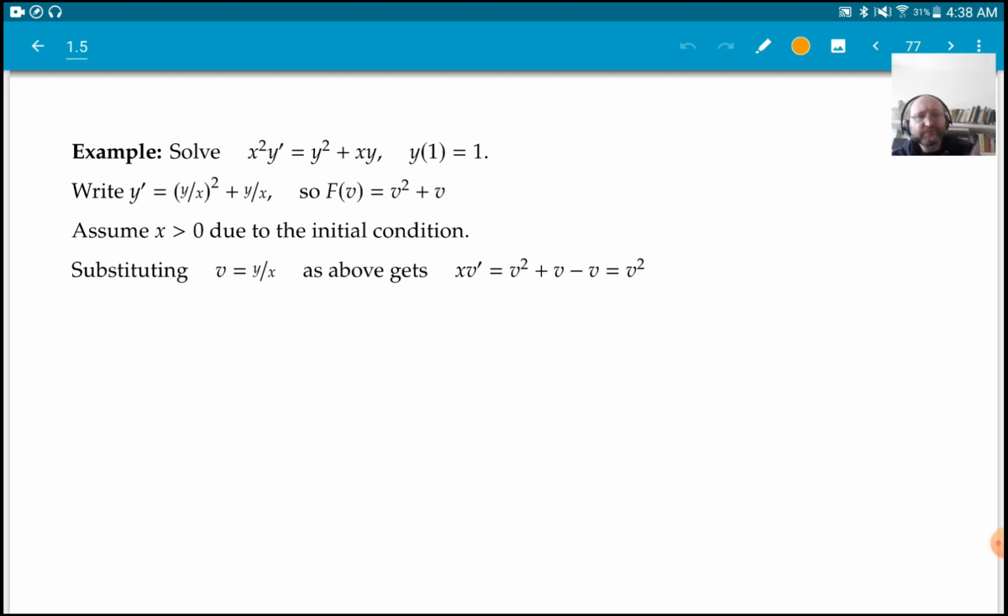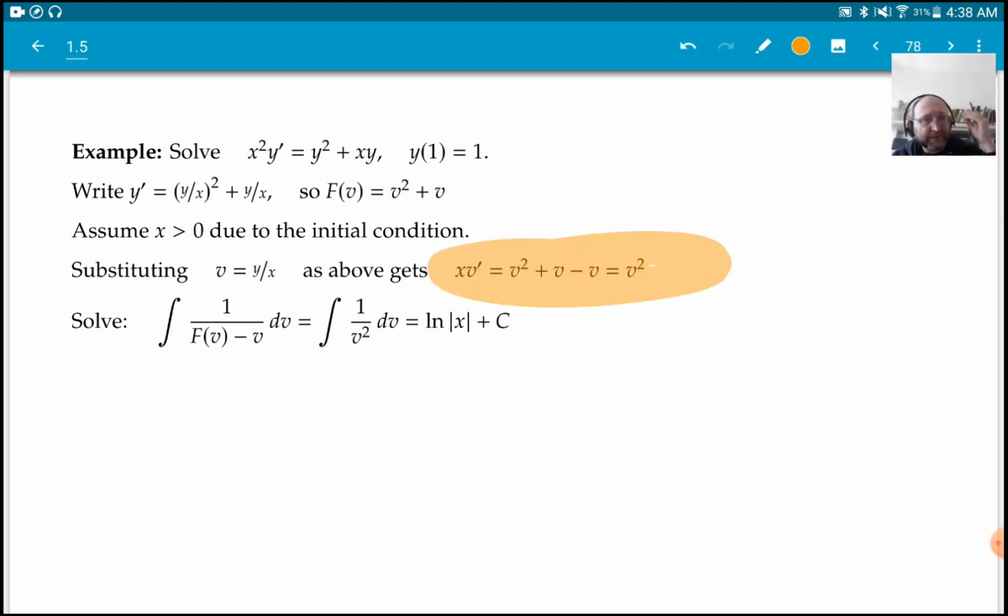Well, we get this equation over here. We get x v prime is going to be v squared. That's the f of v minus v, which is the thing that comes up when we try to solve this in terms of a separable equation. We get this.